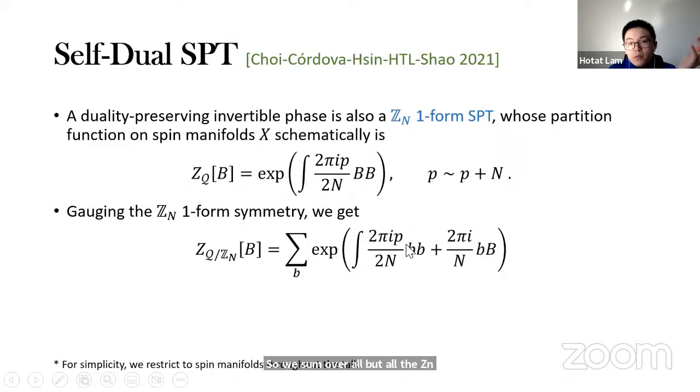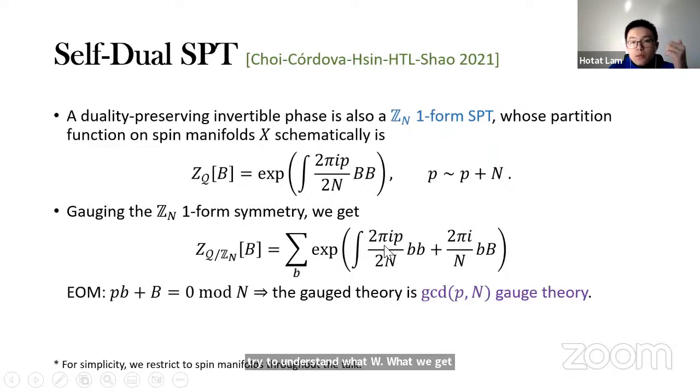So we promote big B to little b, which is a dynamical gauge field. We also couple little b to a background gauge field big B. So this is the coupling to background gauge fields. Okay, so this is the partition function after gauging. So let's try to understand what we get after gauging.